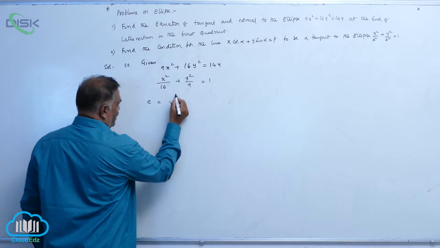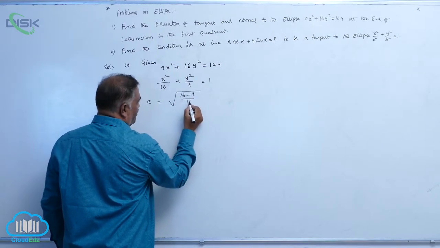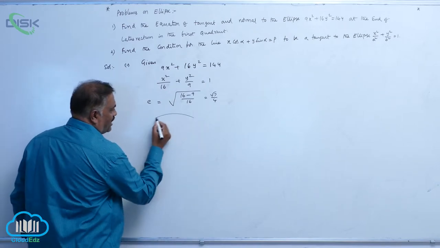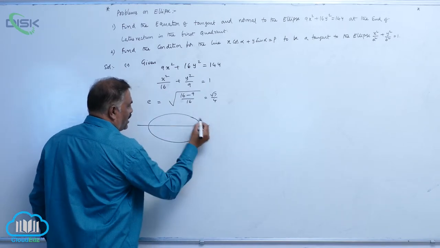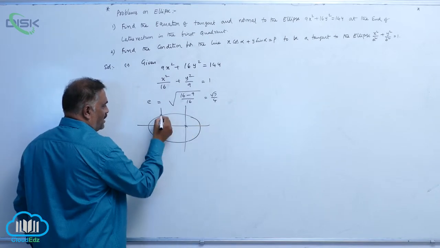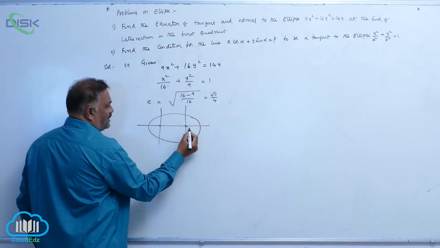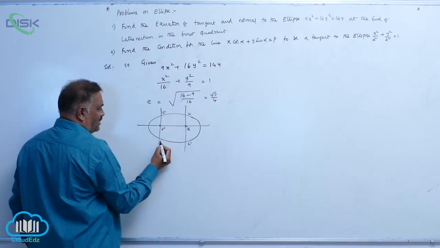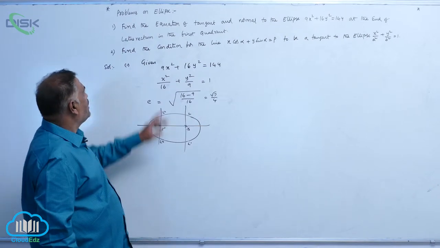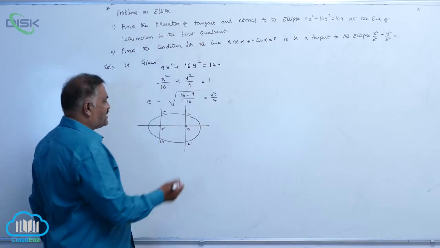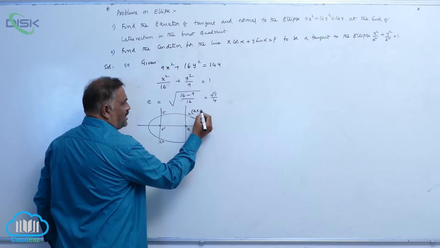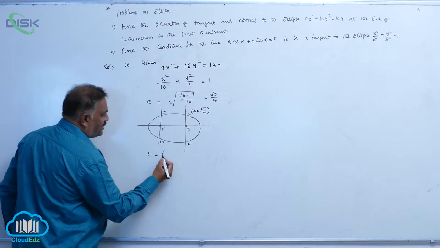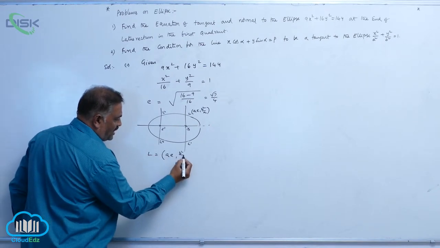Let us find out e. e = √(16 − 9)/4, that is √7/4. Now, if you see the ellipse equation, these two are the latus rectum: S, S', L, L', L'', L'''. You want the latus rectum in the first quadrant, means this one, that is (ae, b²/a). So, let us find out the point (ae, b²/a).